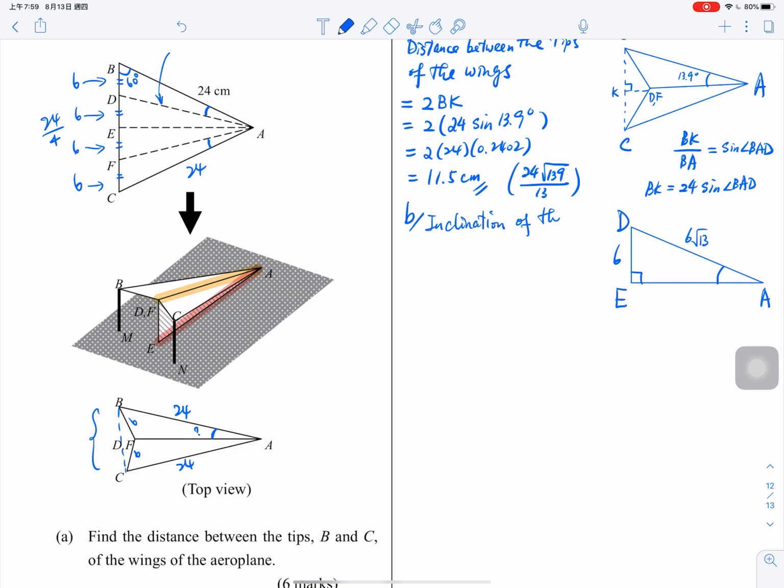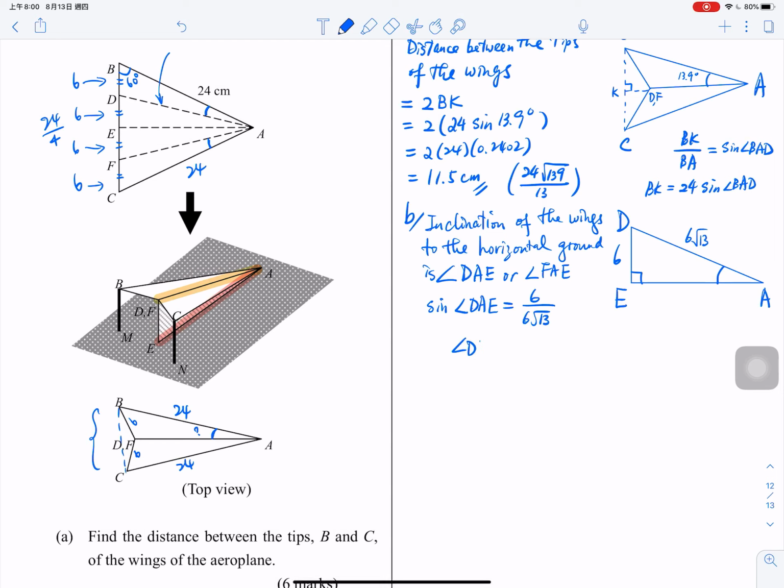Okay, let's see. Inclination of the wings to the horizontal ground is angle DAE, or angle FAE. Okay? Therefore, sine angle DAE equals 6 over 6 root 13. Angle DAE equals 16.1 degrees.